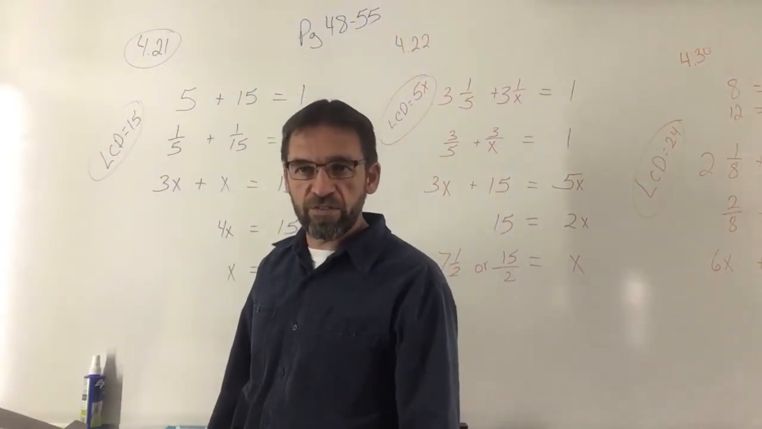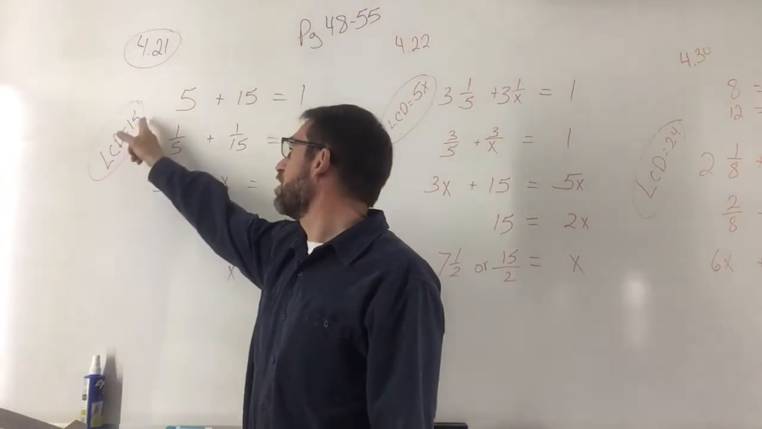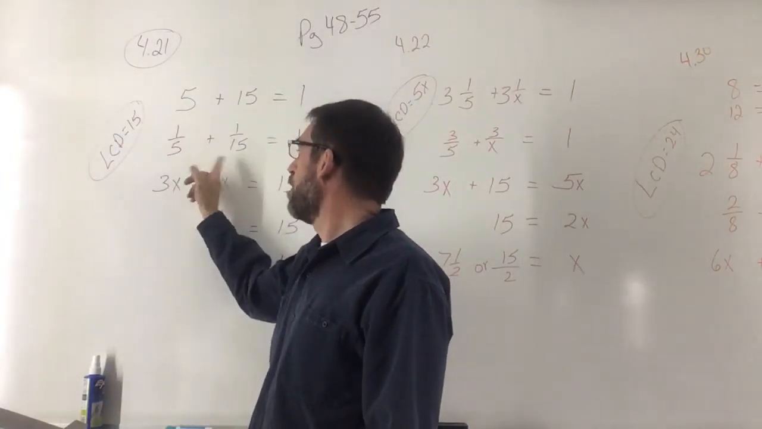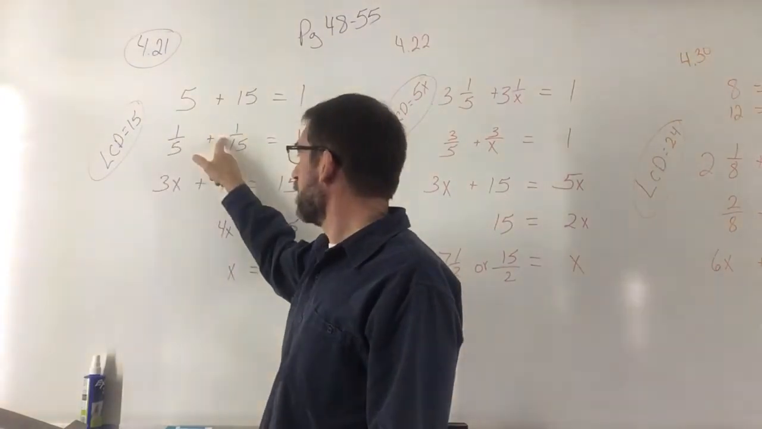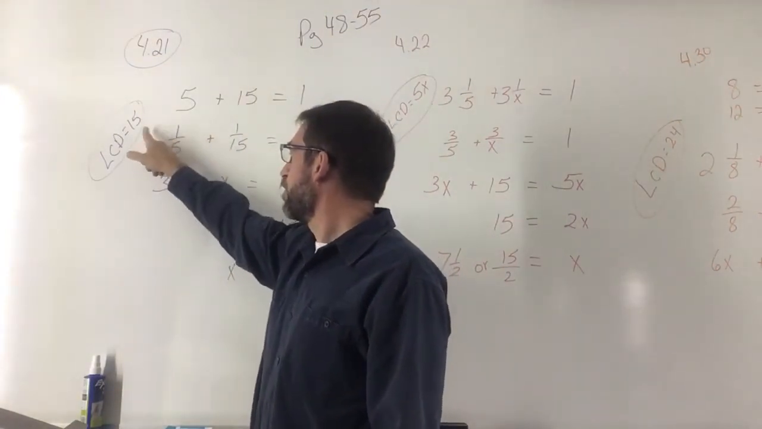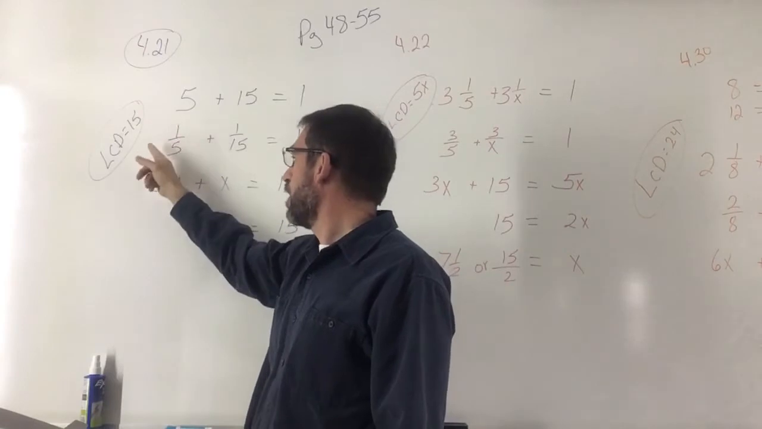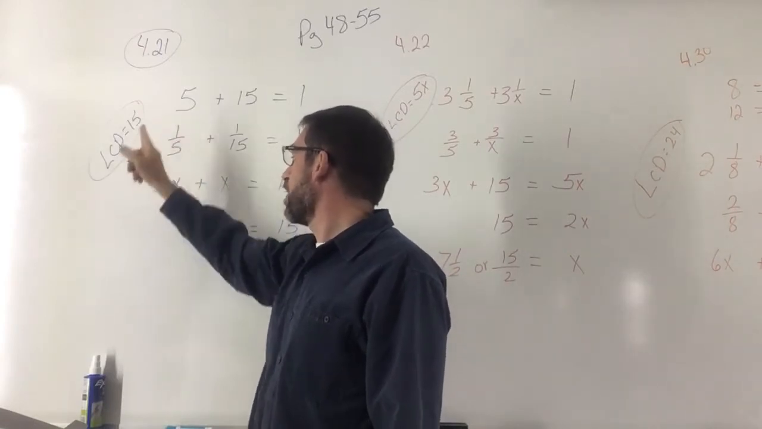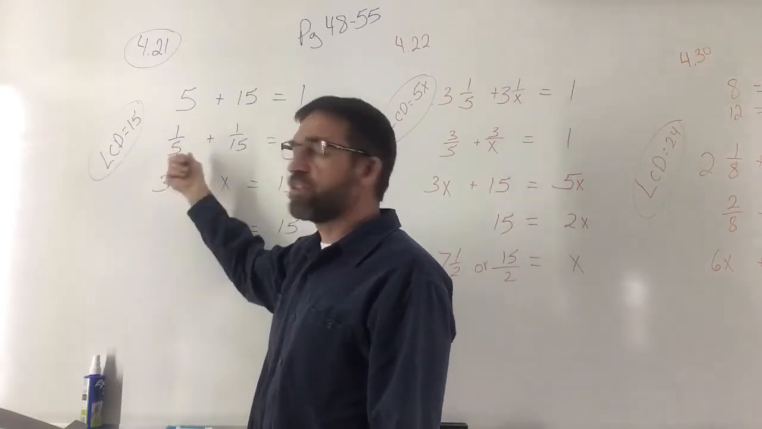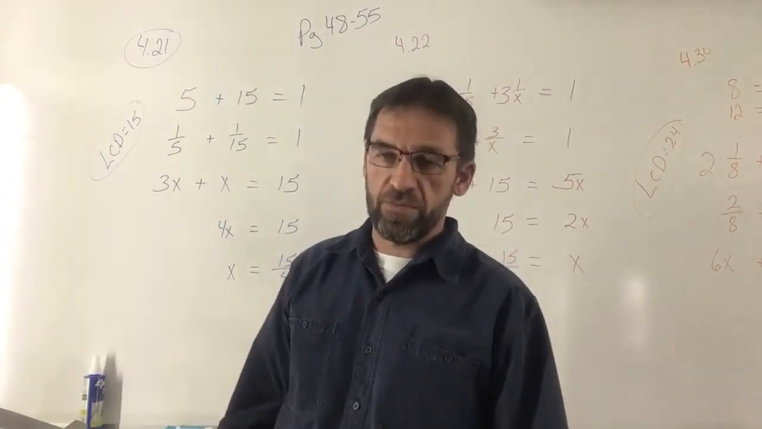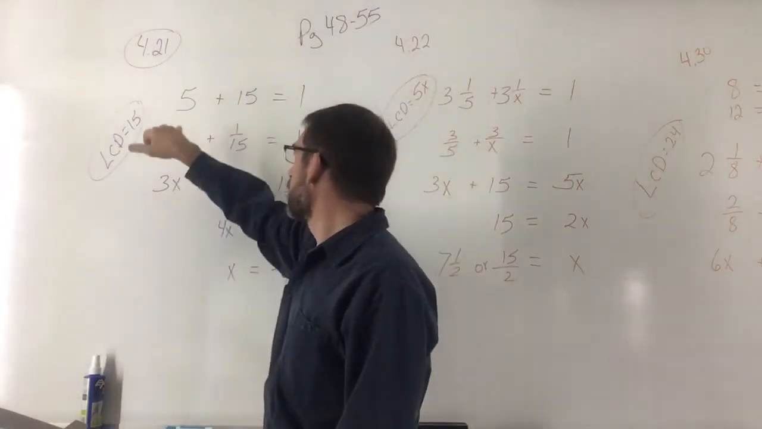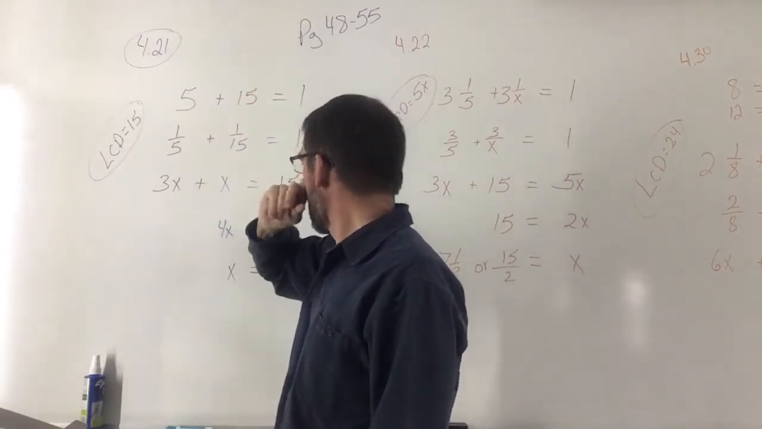It's 15. The LCD is 15 for these 2 fractions. So I multiply this number times 15 and this number times 15. So 15, I put 15 up here in my head. I multiply, cancel this 5 out, 1. I've got a 3x. Now you see here, I all of a sudden put the x in there. Well, that's the job that needs to be done. I could have put the x up here, up here, up here. It wouldn't have mattered. There's 3x.